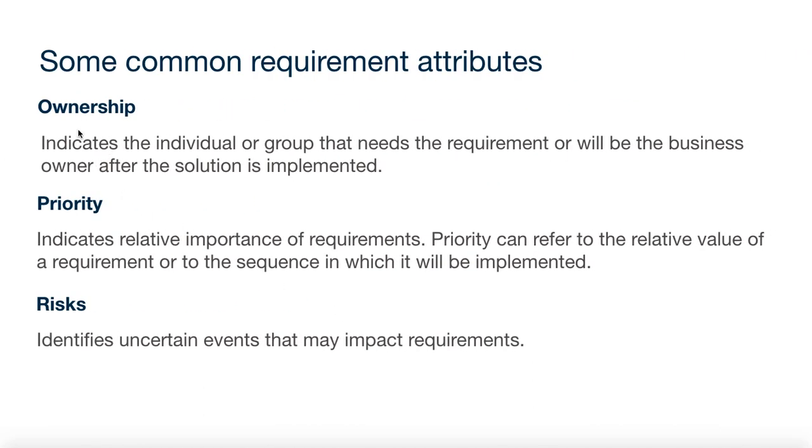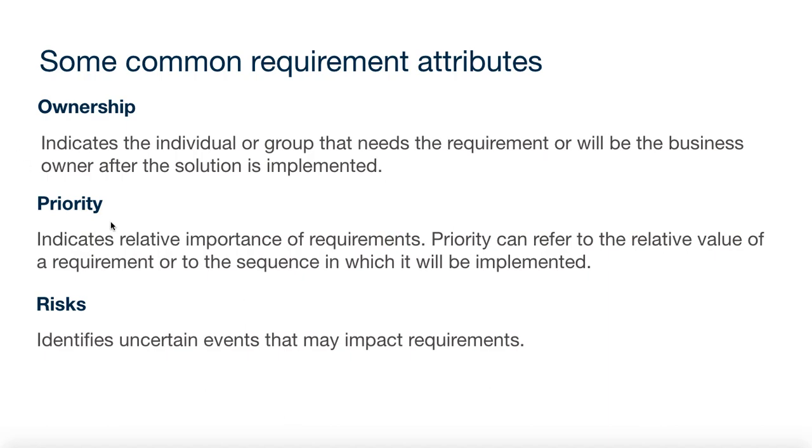The next one is ownership. So it indicates the individual or the group that needs the requirement or will be the business owners after the solution is implemented. By identifying the ownership, you would know who exactly is going to own the requirement, what their needs are, and why they have requested it and will be owning it.